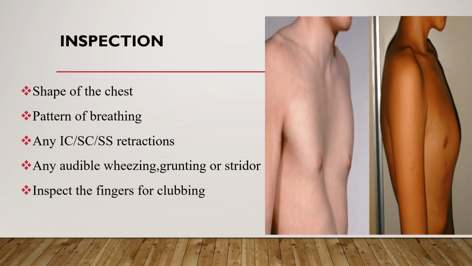And the second one shows the pigeon chest, or pectus carinatum, which is protrusion of the sternum anteriorly. This causes increased anteroposterior diameter of the chest, and it decreases chest excursion and expansion during breathing, so it causes increased residual volume during breathing, and it affects the different functions of the lung and also cardiac activity.